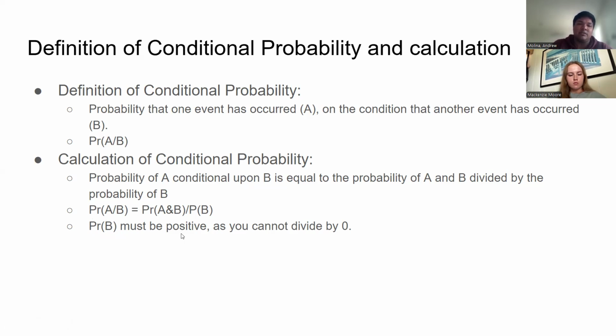The only stipulation for this equation is that the probability of B must be positive, as you cannot divide by zero. Before getting into Bayes' rule, I will derive Bayes' rule from what we know about the probabilities.